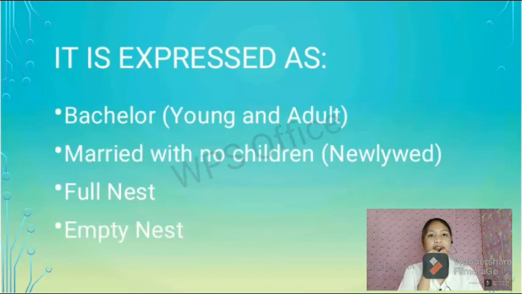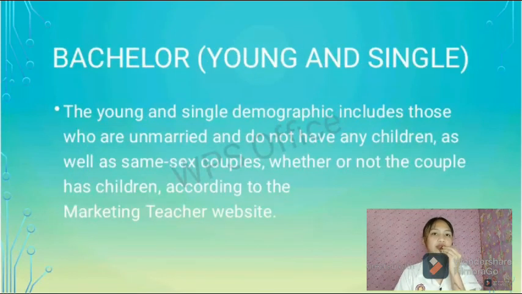Family life cycle is expressed as bachelor, married with no children, fullness, and emptiness. First is the bachelor or the young and single. It includes those who are unmarried and do not have any children, as well as same-sex couples, whether or not the couple has children, according to the marketing teacher website.